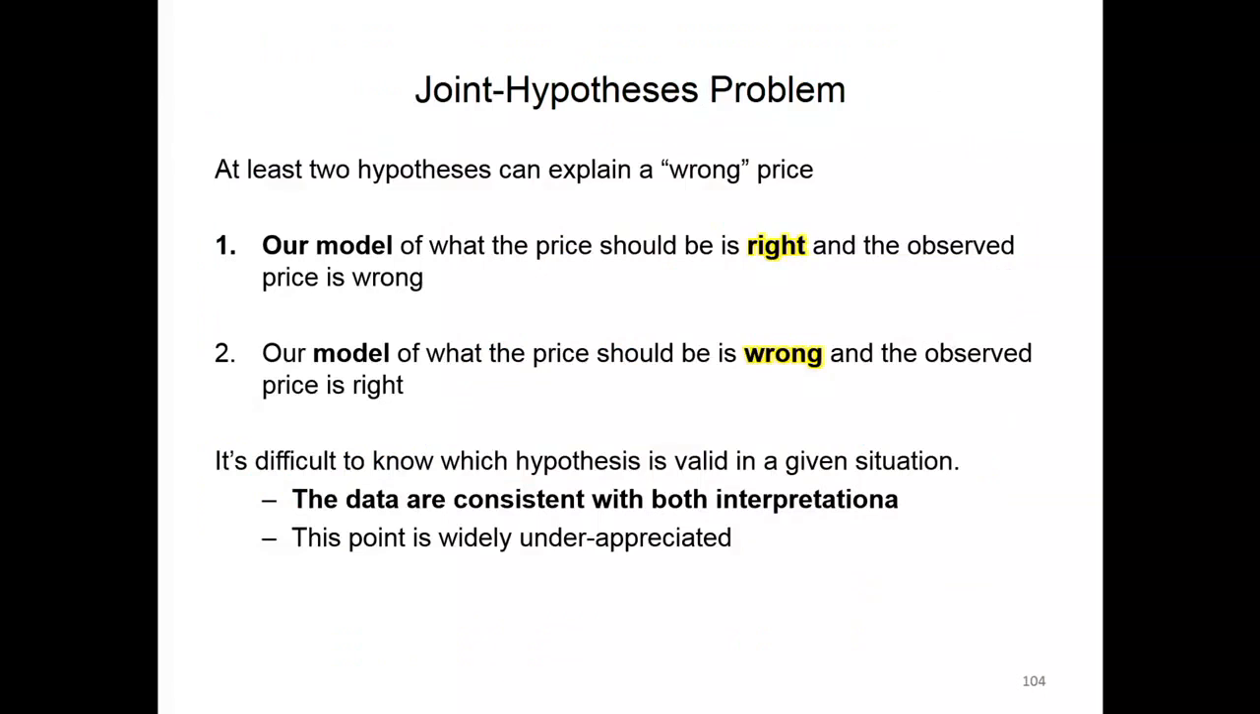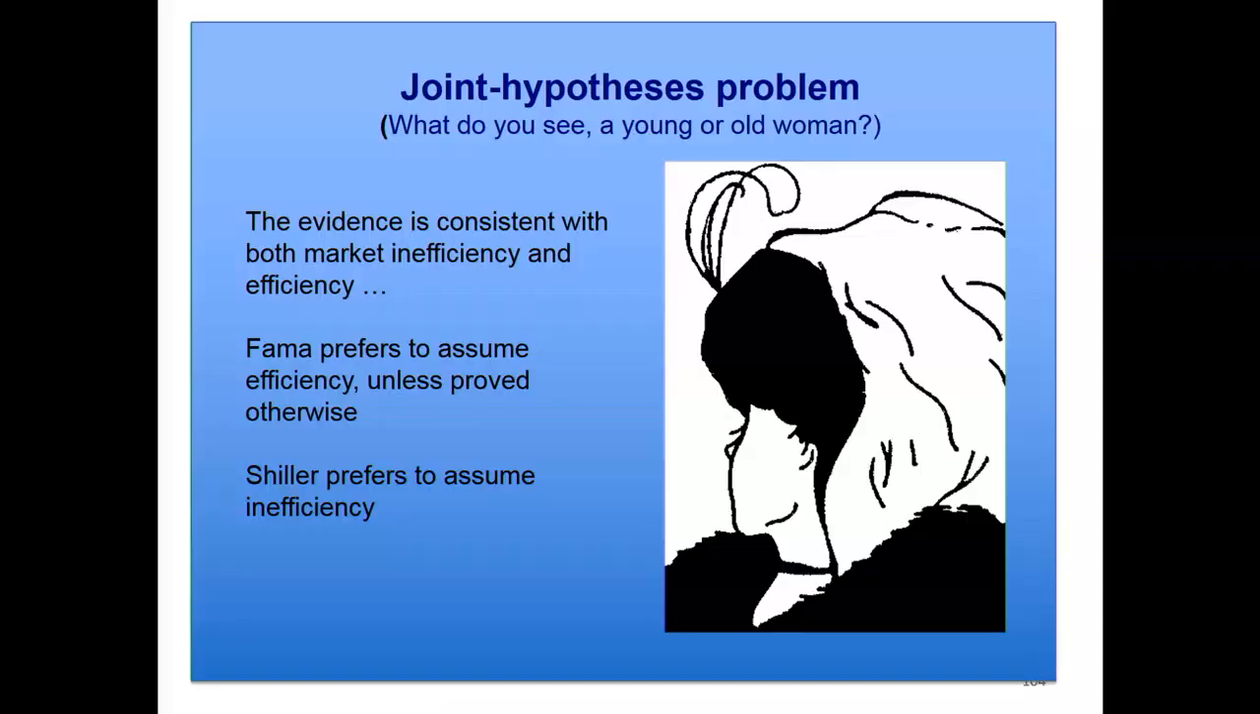So there's two things. The price could be right. The model of what the price should be is right and the observed price is wrong, or the model of what the price should be is wrong and the observed price is right. So when we find something that we don't understand, maybe it's that we don't understand, or it could be that it's wrong. But deciding between the two, the data are consistent with both interpretations. So what we see is consistent with both market efficiency and inefficiency.